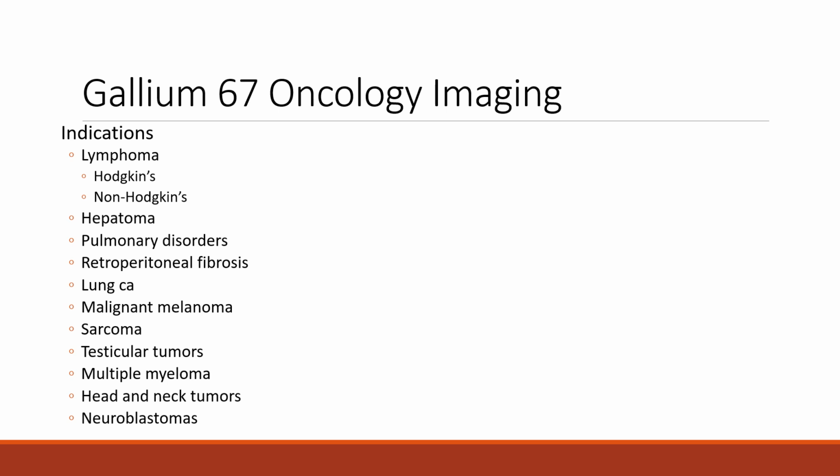All right, so gallium-67 oncology imaging is indicated for lymphoma, and that could be Hodgkin's or non-Hodgkin's. Hepatoma, some pulmonary disorders, some pulmonary cancers. Goes to a couple different infectious diseases. It's good for lung cancer, malignant melanoma, sarcoma, testicular tumors, multiple myeloma, head and neck cancer, and neuroblastomas.